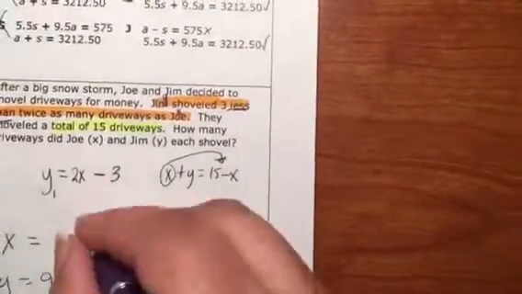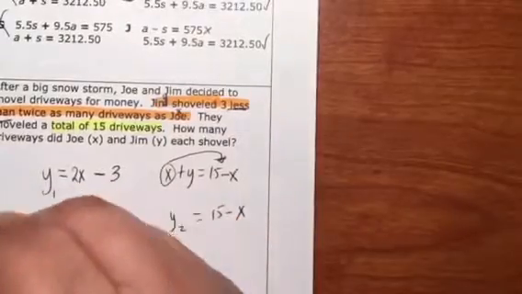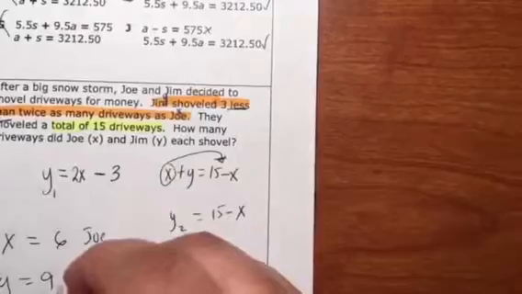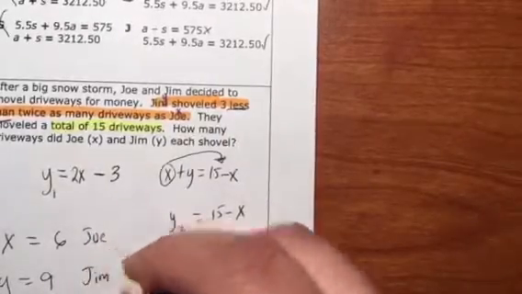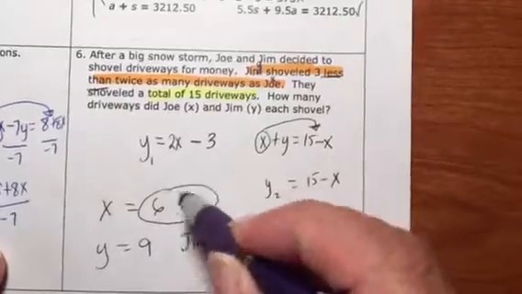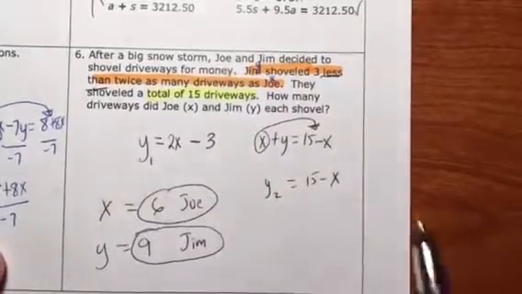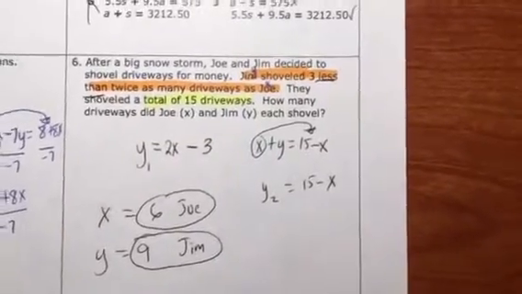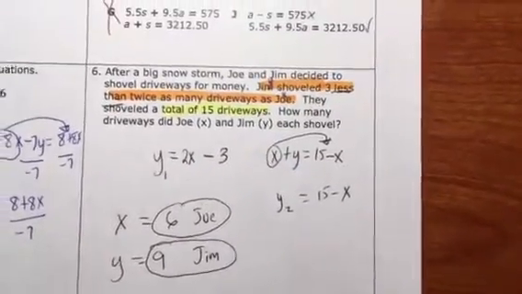So here you would say that this is Joe's and this is Jim's. So Joe shoveled 6 and Jim shoveled 9 driveways. Okay, turn your page and we'll continue with part 2.